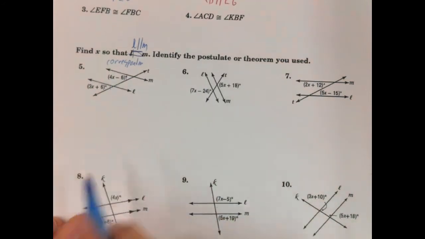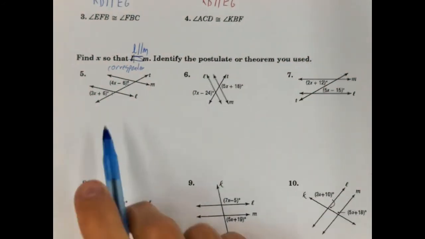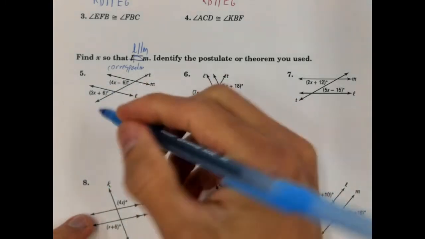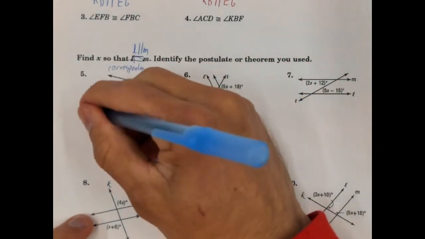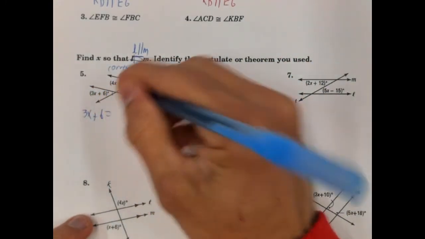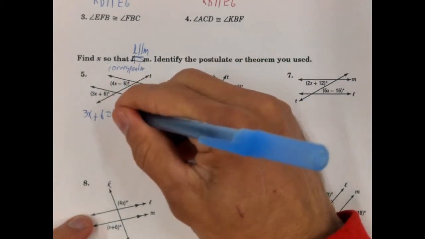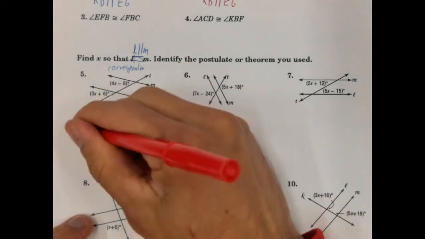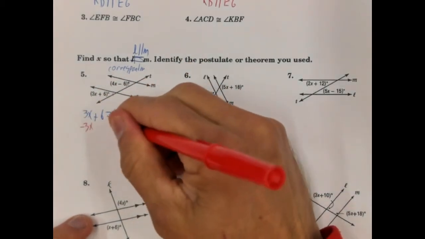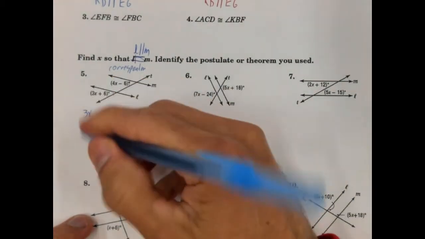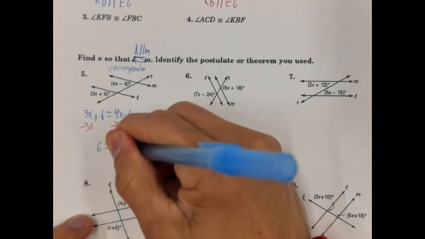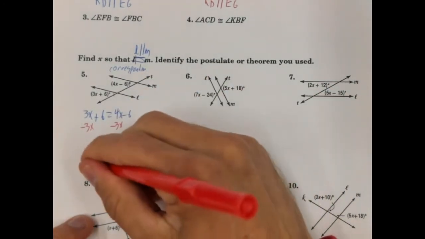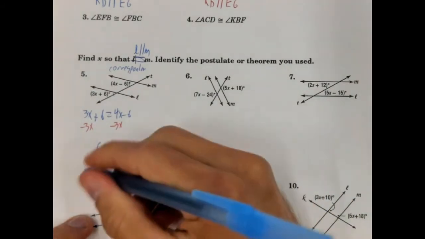And we know in order for the lines to be parallel, the corresponding angles would need to be congruent. So we're going to set these equal to each other and solve for x. So we're going to say 3x plus 6 equals 4x minus 6. And we're going to go ahead and solve for x. So we're going to subtract 3x from both sides. And we're going to get 6 equals x minus 6. And then we're going to add 6 to both sides. And that's going to be x equals 12.